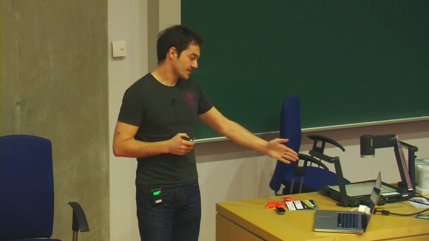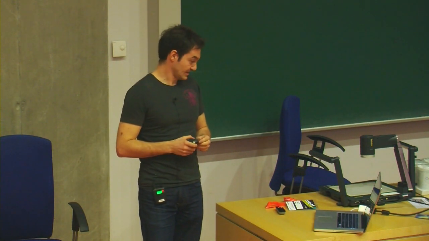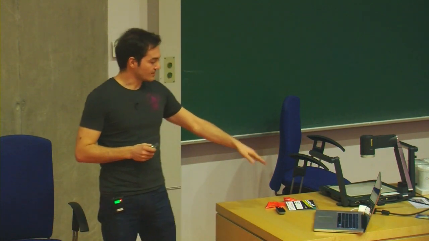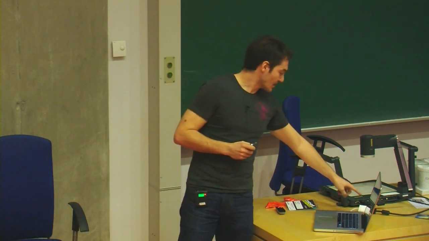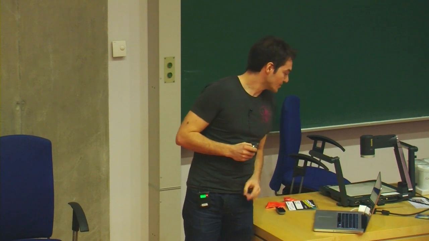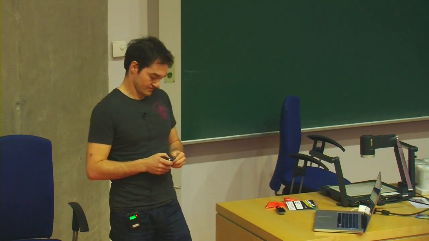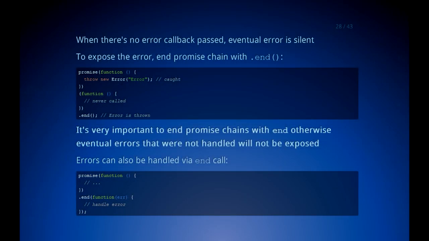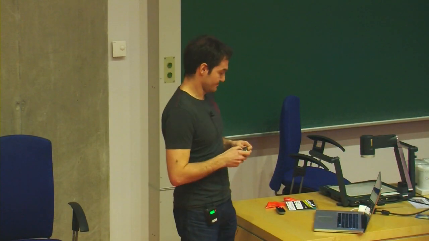Yeah, so the next success function is never called. However, if in the following promise we attach an error handler, it will go there. So when there's no error callback passed, the eventual error is silent. It's not good. To expose the error, remember, if you don't handle the error, remember to end the promise with end, so that the error will be thrown.